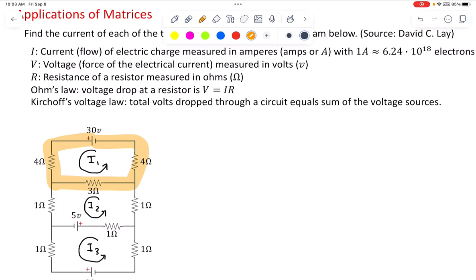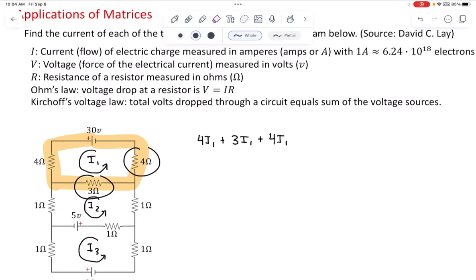Each resistor is going to drain voltage, and there's 3 resistors in this circuit. And Ohm's law suggests that the voltage drop is going to be calculated by doing the current times the resistance. So the current is represented by the I, and the resistances are the omega values. And so in the first circuit, we would have 4 times I1 as the amount of voltage drained by this first resistor, plus 3 ohms times I1 drained by that resistor, and then plus 4 ohms times I1 is the amount of voltage drained by that resistor.